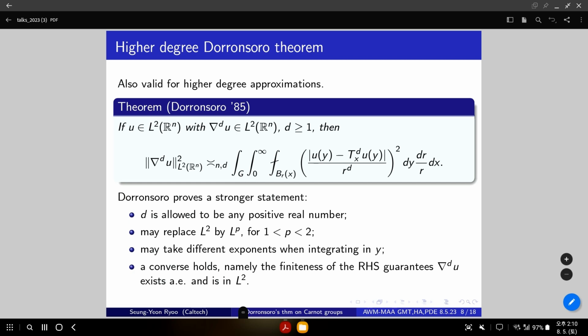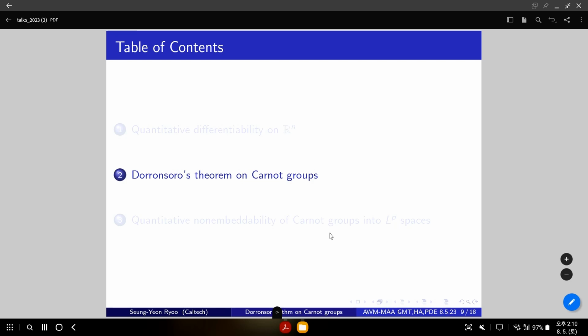And this actually works for Lp norms instead of L2 norms if you replace the exponents suitably, and you can take different exponents when you're integrating in dy. And he proves that a converse holds, namely that the finiteness of the right-hand side, if you have a square integrable function u, you don't know whether it's d times differentiable, but if you know that the right-hand side is finite, it tells you that u is d times differentiable almost everywhere, and the dth order derivatives are in L2. So that should be the end of my first part.